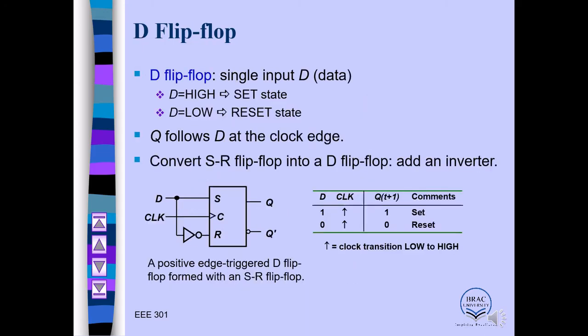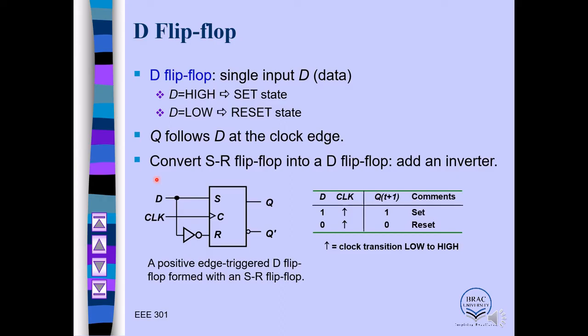Now for your D flip-flop. This is a single input flip-flop, so the input is called data. If you look here, this is a single input. When your input D is high, this is called set state. When your D is low, this is called reset state. So basically your Q follows D at the clock edge.